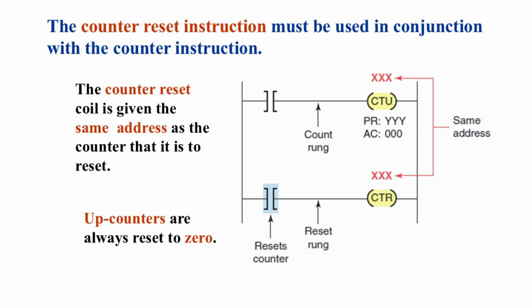Notice in the diagram that both rungs, the count rung and the reset rung, share the same counter address, labeled XXX. The top rung counts upward whenever the input goes true, while the bottom rung resets that same counter when its condition is met. Up counters are always reset to 0. This ensures that the next set of input pulses begins a brand new count from a starting point. In an actual program, this reset could be tied to a push button, a sensor, or even an automatic control signal, depending on your process needs.